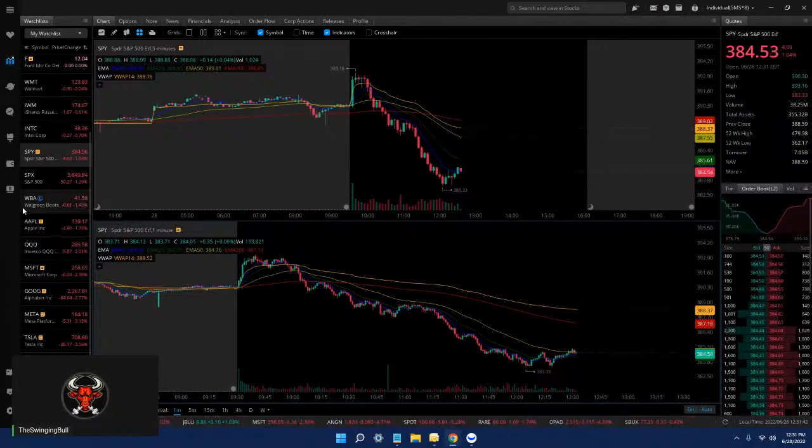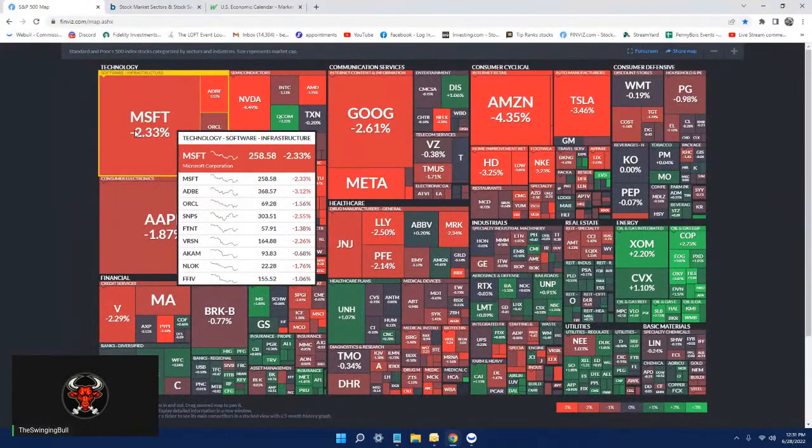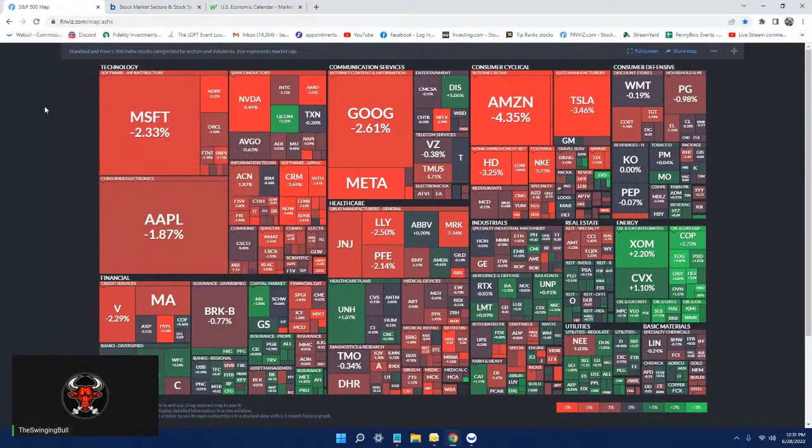So the first thing I wanted to do was go to the heat map here. We'll look at how the market's been doing today. Obviously, we got a lot of red today. The SPY is down about 1% on the day right now.